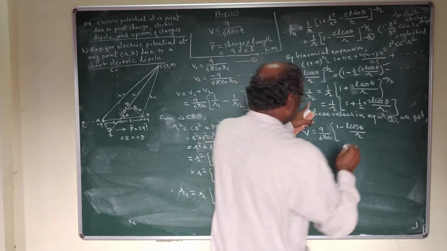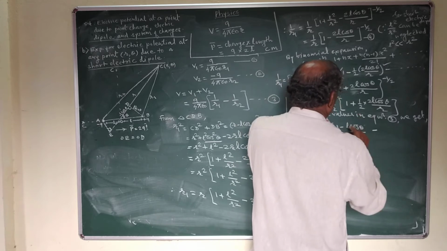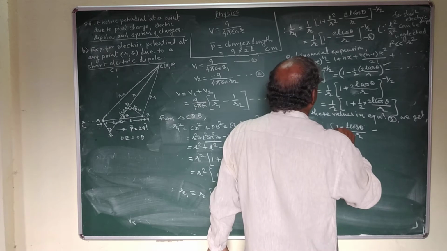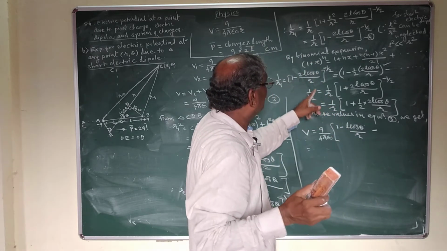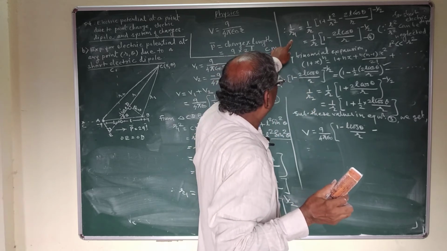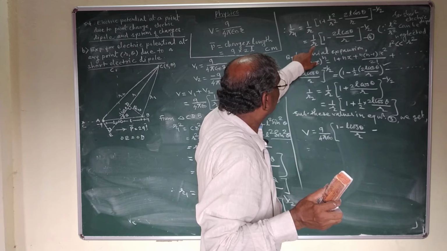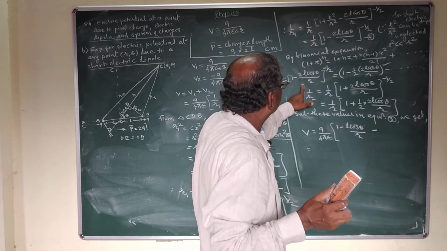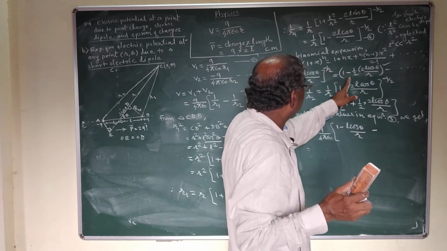One upon R2 is equal to minus... something went wrong. 1 upon R1 is equal to this, and we expand this term by binomial, so that 1 upon R1 the value of this term is this.